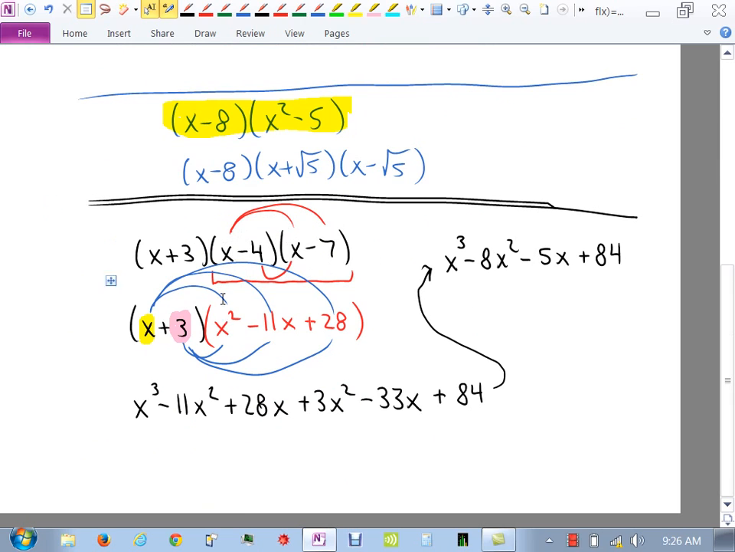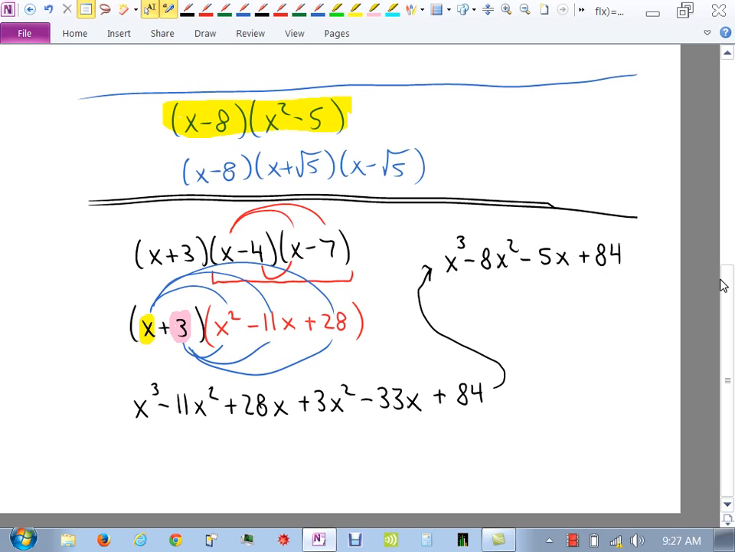X times x is x squared. X times -7, -7x. Then you have -4x, so you put those together, you get -11x. -4 times -7 is 28. Take that whole thing in red and then multiply it by that first factor. X goes through, hits everything. The 3 goes through, hits everything. You get all these terms here. You collect like terms and you get this.